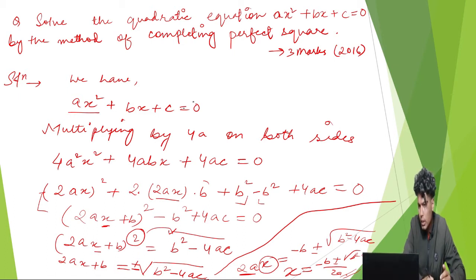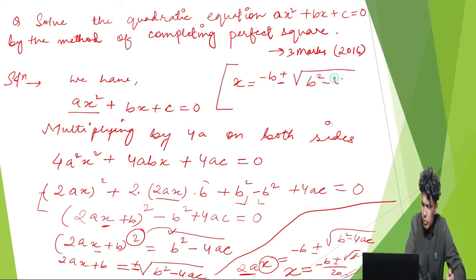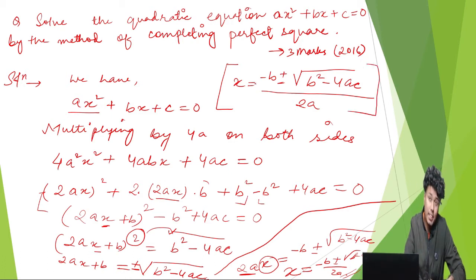So let me write down what we have arrived at last. We have arrived at x is equal to minus b plus minus root over b square minus 4ac divided by 2a. Okay, this question was asked in 2016. There is a high chance of it being asked this year even, since they have cancelled the second portion 5 and 2. So 5 and 1, they may ask this.